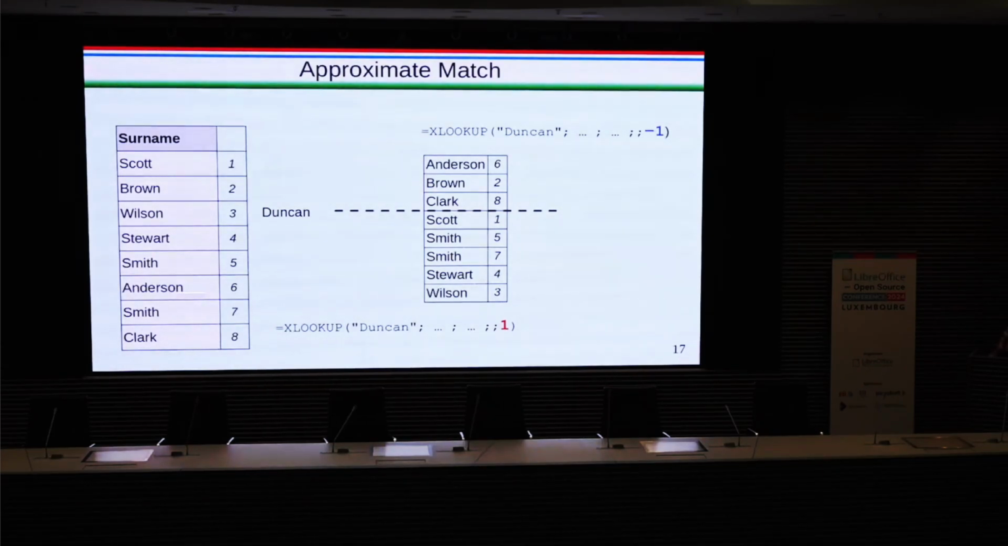The older lookup functions also have a mode for approximate search, but that is very restricted. It requires that the search vector is really ordered, and it needs to be ordered ascending. And the advantage of the XLOOKUP function is that the source data no longer needs to be ordered beforehand, and that you can have not only the approximate +1, but also the approximate -1.